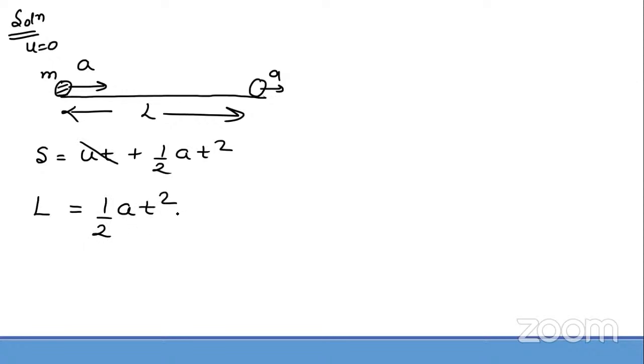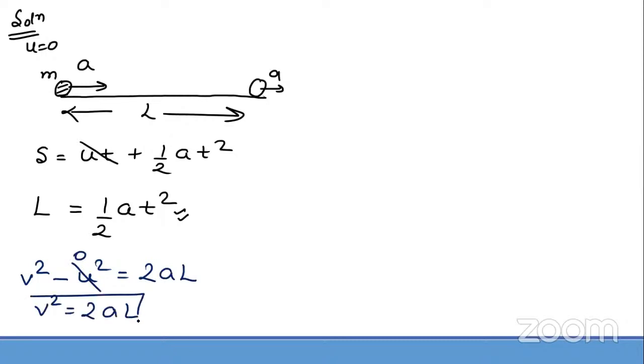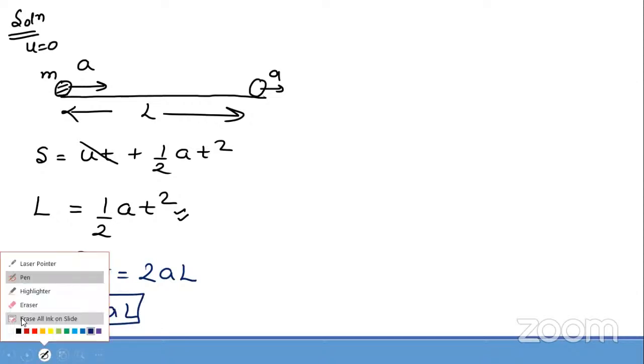Also, these are some equations which at the end you will find really useful. One more equation we'll use, in a different color, is v squared minus u squared equals 2as. You may think, sir, why are you using these random equations? Have patience, at the end you will get the answer. So 2a, displacement is L, initial speed is 0, so v squared equals 2aL. These are the two equations we have.